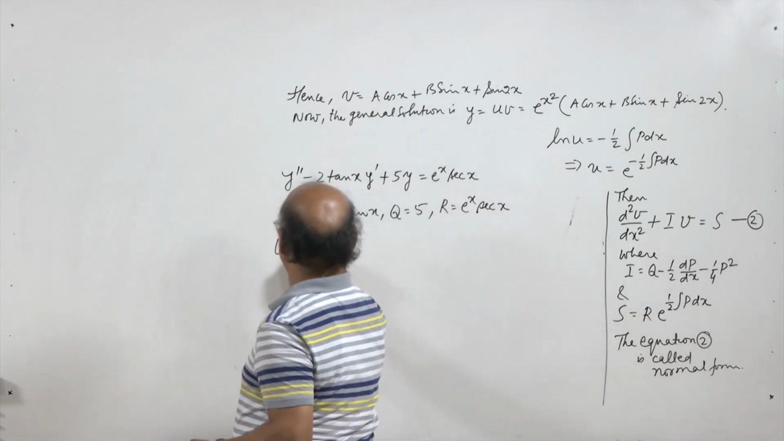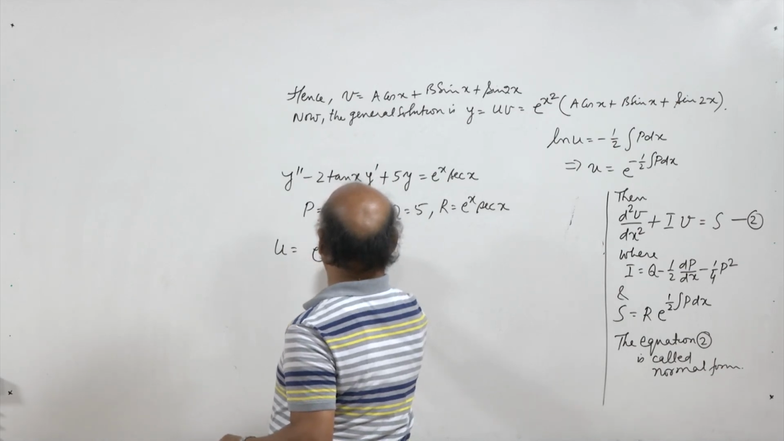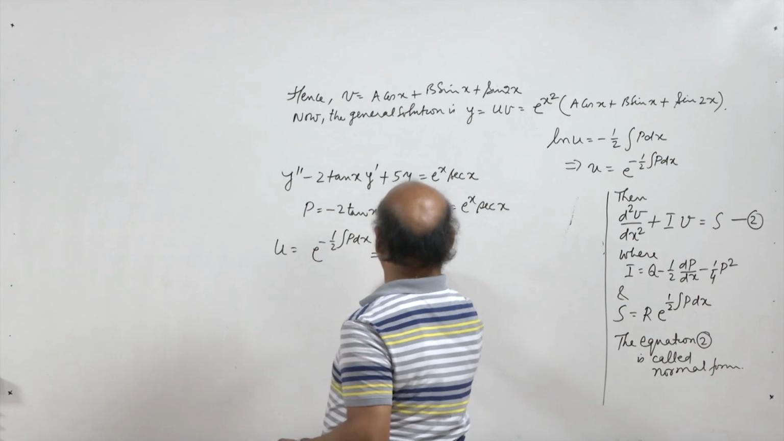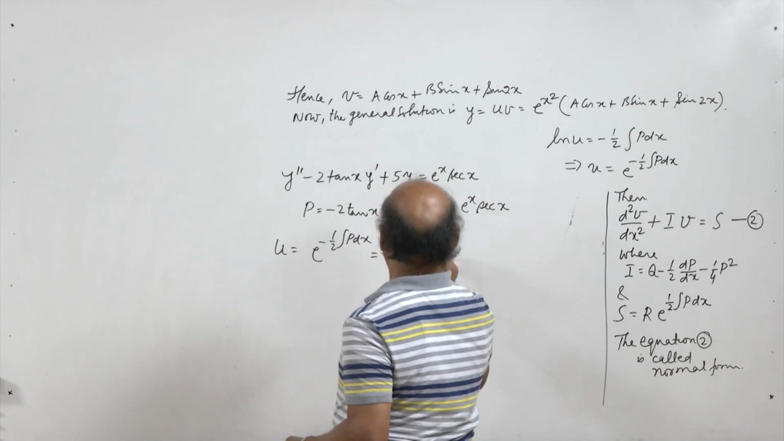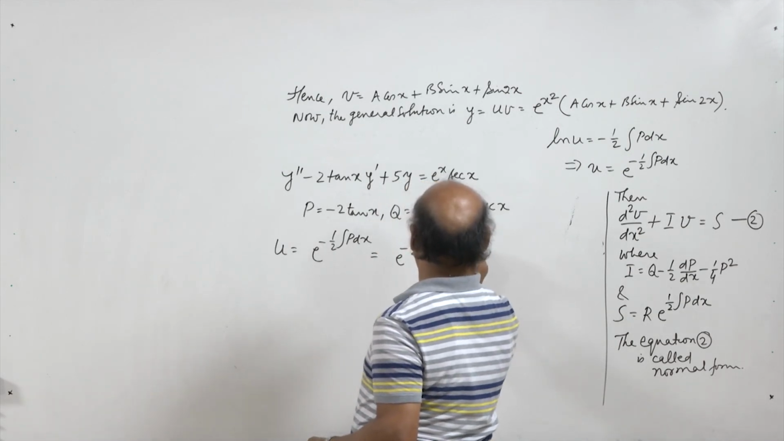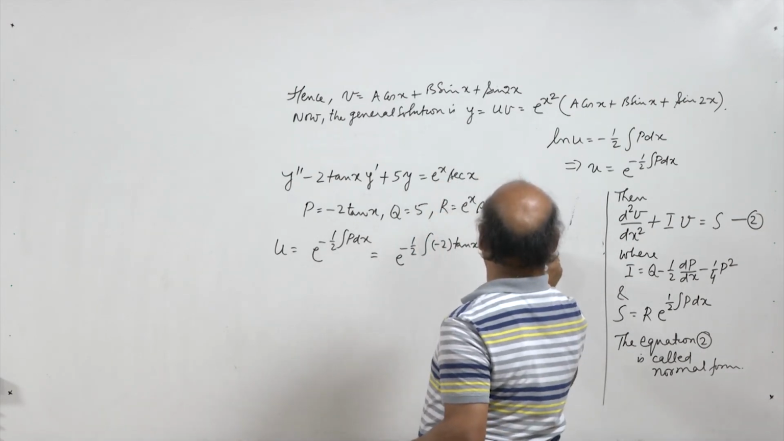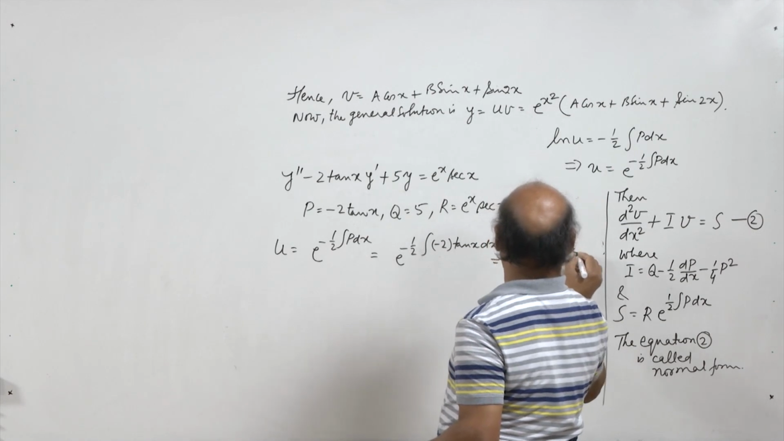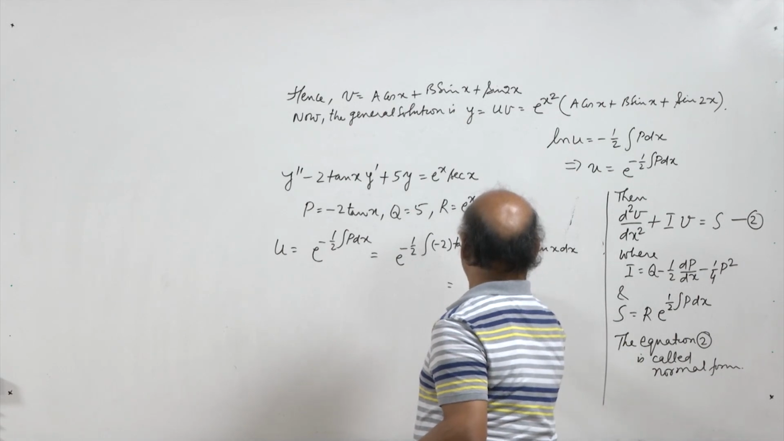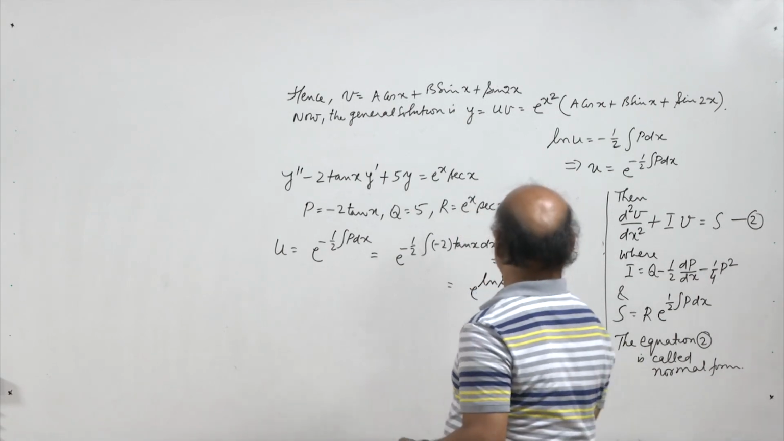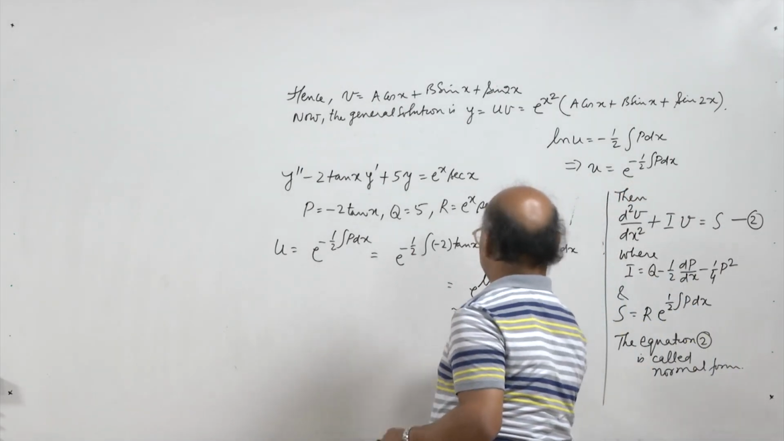Now, by our formula, u is equal to e to the power minus half integral p dx. So, this is e to the power minus half integral of minus 2 tan x dx, which is e to the power integral of tan x dx. Now, the integral of tan x is log sec x. So, we have e to the power ln sec x. Okay. So, this is equal to sec x.